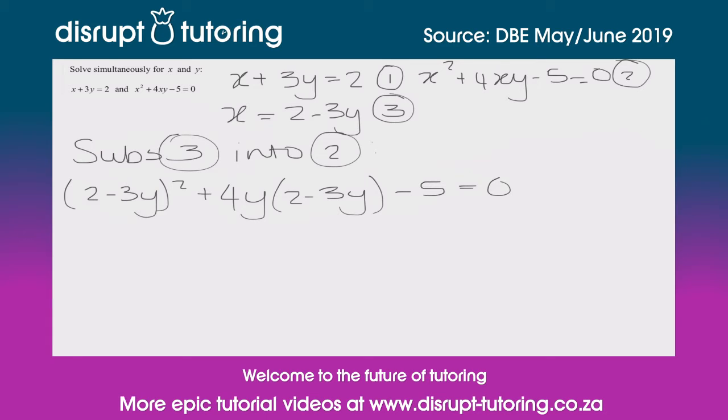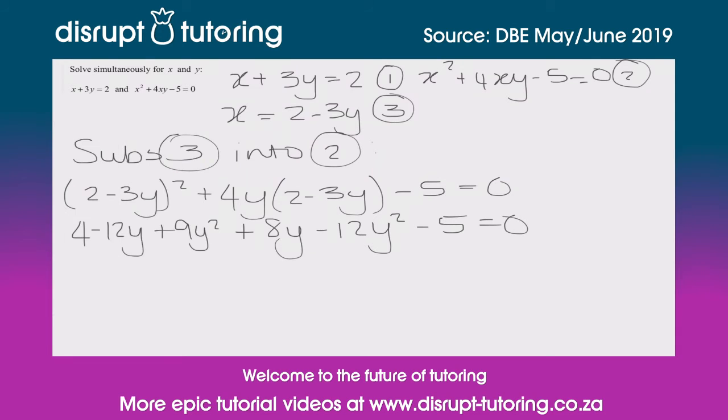Let's clear out our brackets. So in the first bracket, we square the first term, we square the last term, and then we multiply the two and double them. So it's going to be minus 6, which is going to be minus 12y. Then I need to use my distributive law here, which is going to be 8y minus 12y squared, and then I've got a minus 5 equals 0.